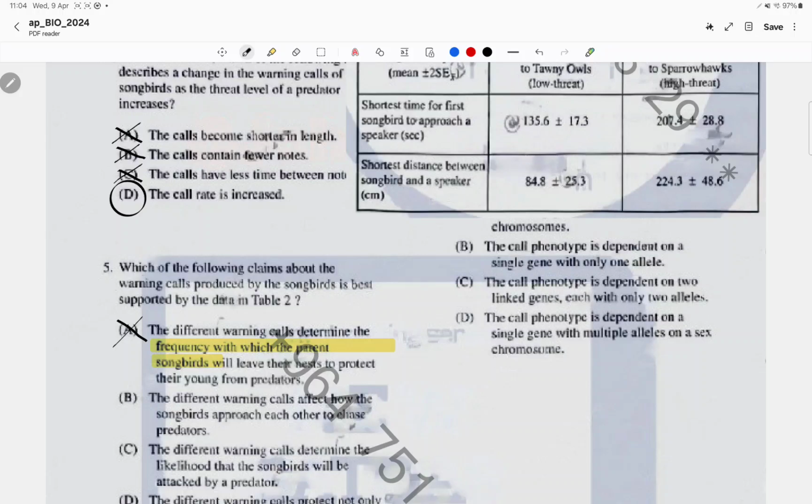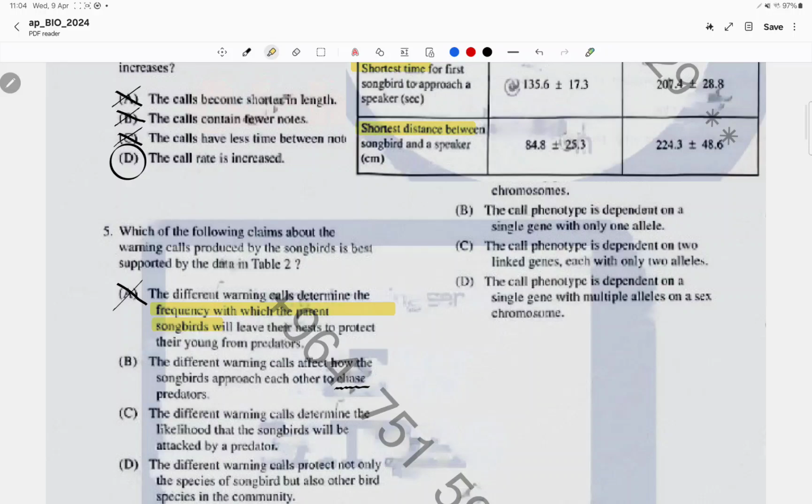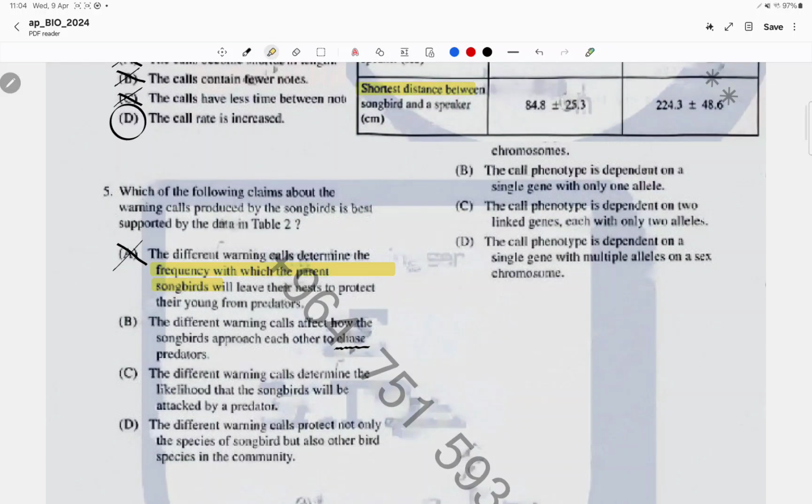The different warning calls reflect how the songbirds approach each other to chase predators. Okay, maybe. I mean, the shortest time is different and the shortest distance is different. Maybe that's why. The different warning calls determine the likelihood that a songbird will be attacked by the predator. Maybe. The different warning calls protect not only the species of songbirds, but also other birds. Now, we don't know that. We cannot tell that, right?